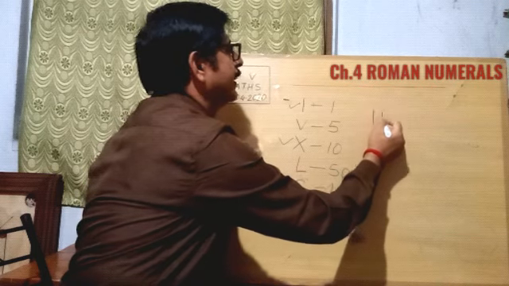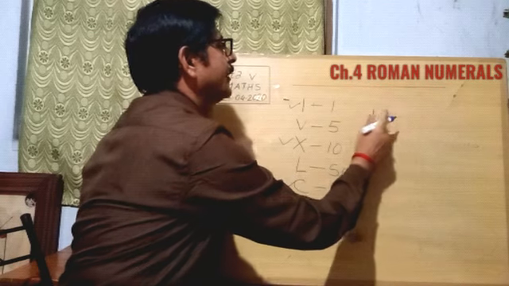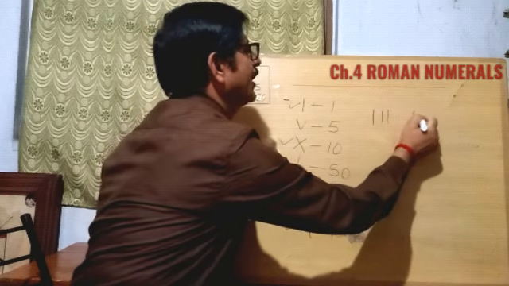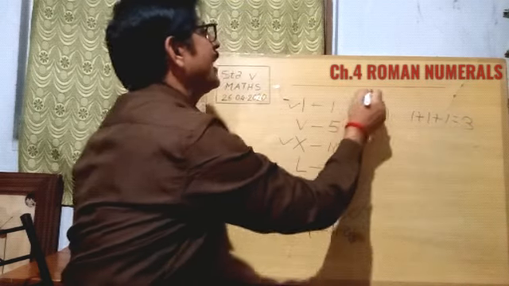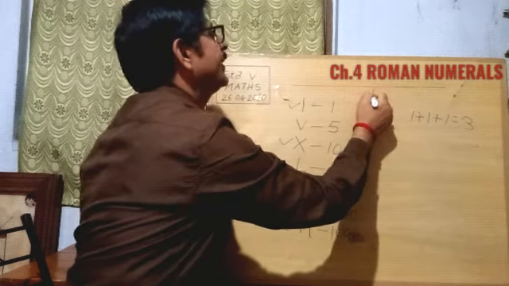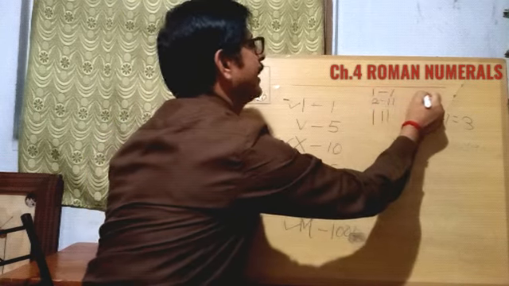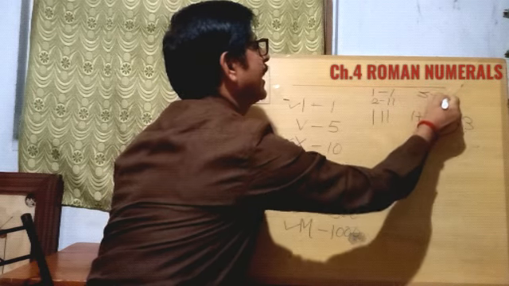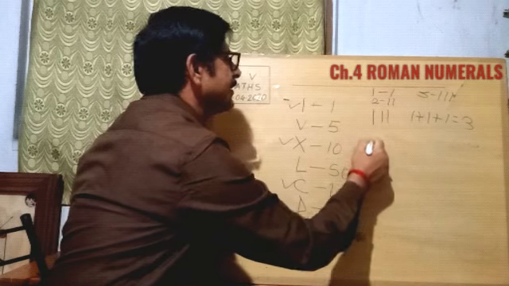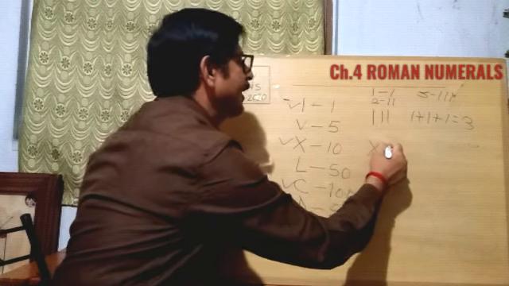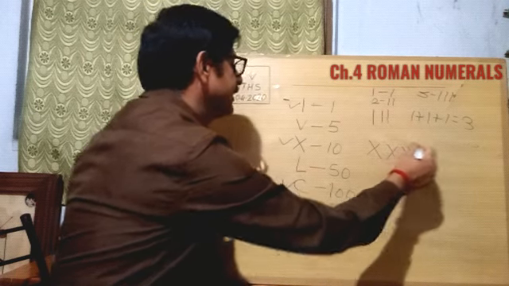I means 1. II means 1 plus 1. III is 1 plus 1 plus 1, that is 3. So to write 1, we write I. To write 2, we write II. And to write 3, we write III. In the same way, X is 10. If you write X 2 times, it is 20. If we write one more X, it is 30.